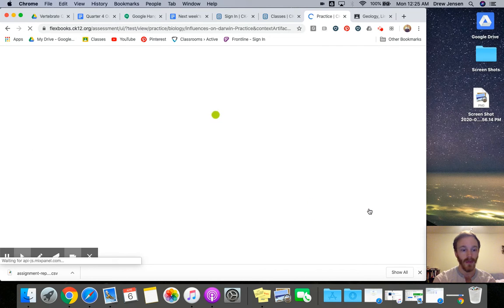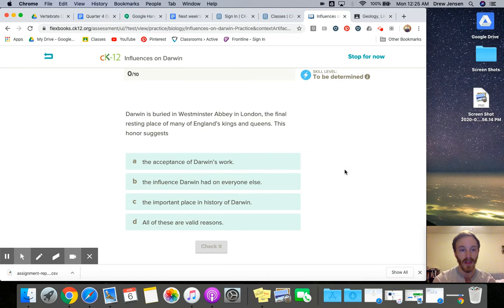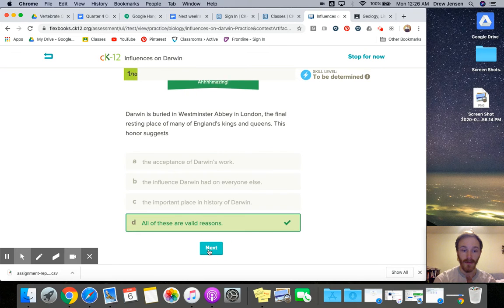Let us see what comes up. Probably won't do all 10. All right, it says 0 out of 10 up here. Skill level to be determined. So we have our question and multiple choice for this one. Darwin is buried in Westminster Abbey in London, the final resting place of many of England's kings and queens. This honor suggests A, the acceptance of Darwin's work, B, the influence Darwin had on everyone else, C, the important place in history of Darwin, or D, all of these are valid reasons. Well, all of these sound pretty valid to me based on the reading. I'm going to go with D and let's see what happens. Looks like we got it right. So we got the check mark here. Amazing. We got 1 out of 10.